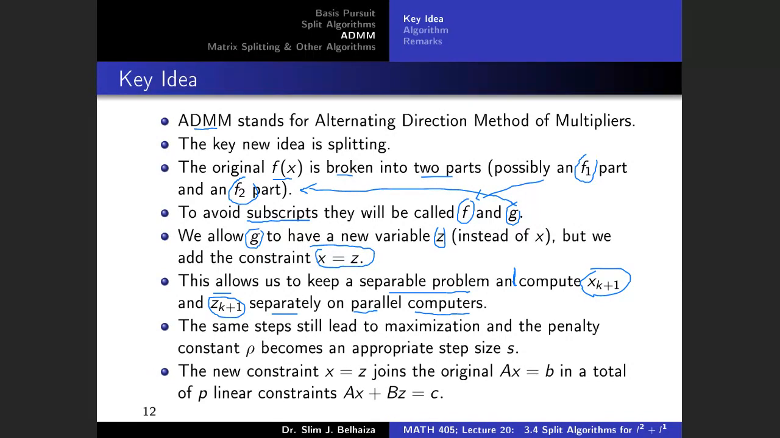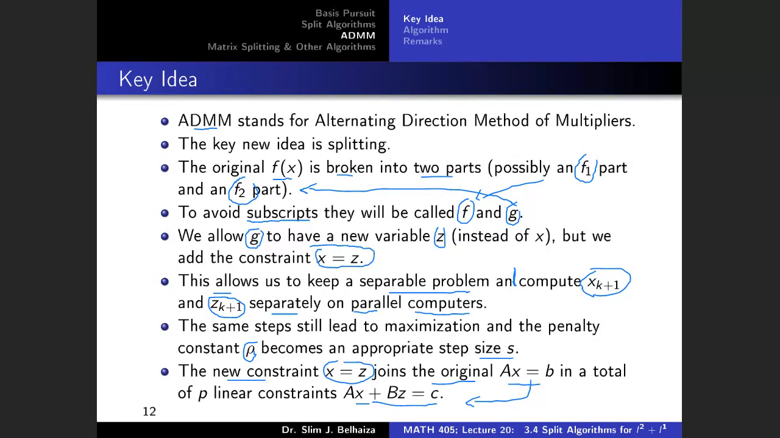The same steps still lead to maximization, and the penalty constant rho becomes an appropriate step size s. The new constraint that you add, which writes as x equals z, joins the original Ax equals b conditions in a total of p linear constraints, Ax plus Bz equals c. So this condition Ax equals b is transformed to Ax plus Bz equals c. These are the main ideas of the ADMM method.